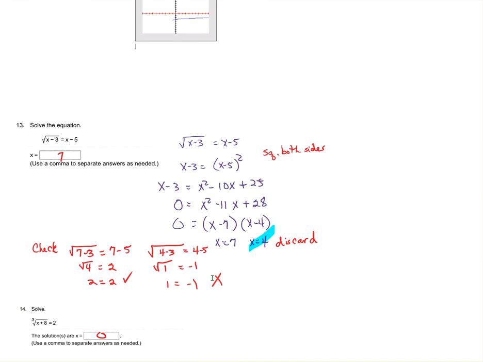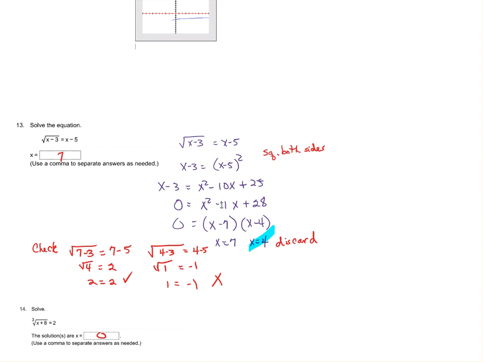All right, 13, solve the equation. Remember how we had to do this. We had to square both sides. So here's our beginning. We square both sides. That gets rid of that radical. This one is x minus 5 squared now. So we go ahead and do that, and we get x squared minus 10x plus 25 equals x minus 3.